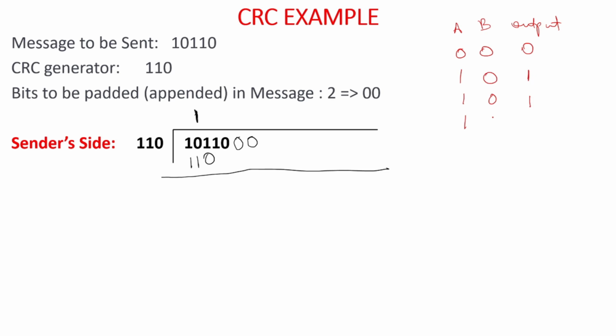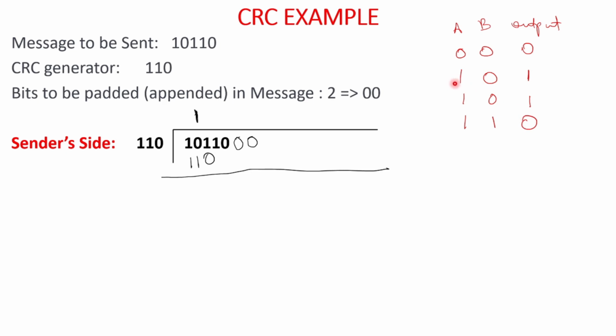Again, when the inputs are same, output is 0. Just remember, XOR means what? When the two inputs are same, output is always 0. See here, both the inputs are same, so output is 0. Here also, last if you check, both the inputs are same, so output is 0.